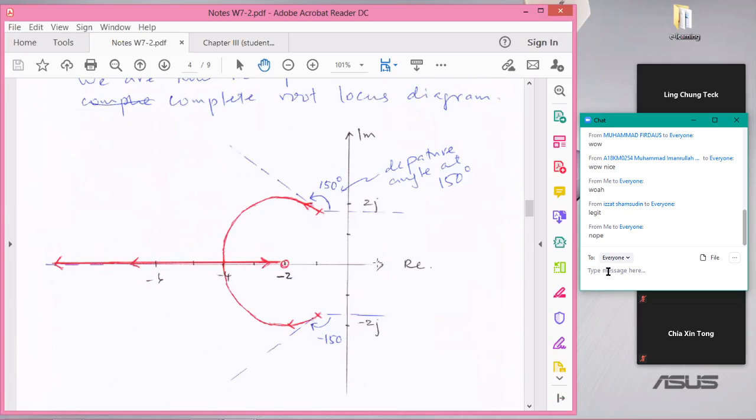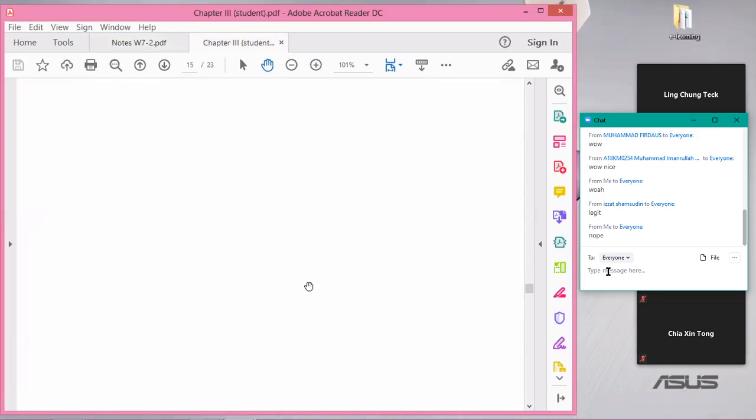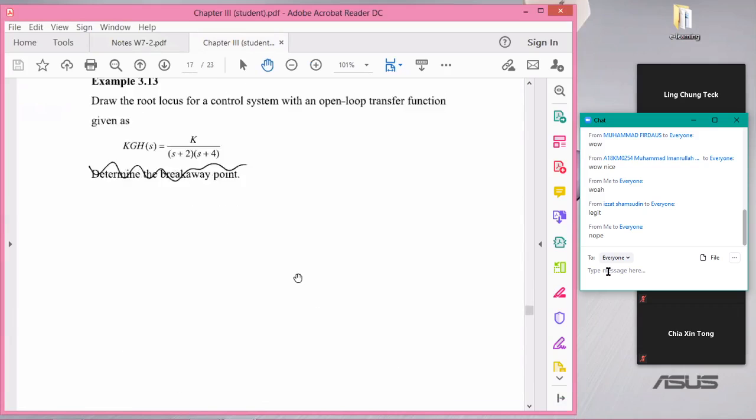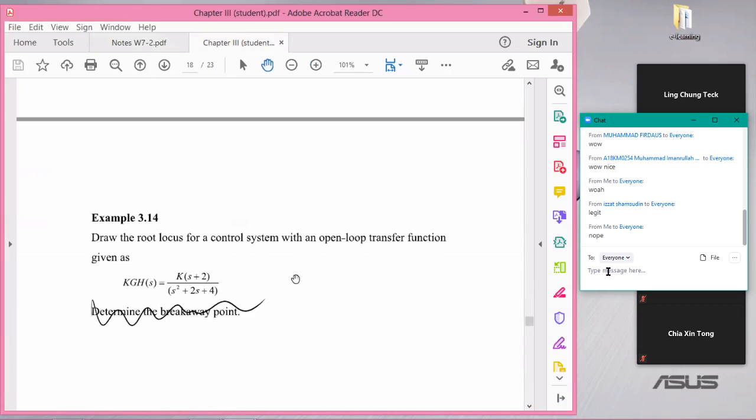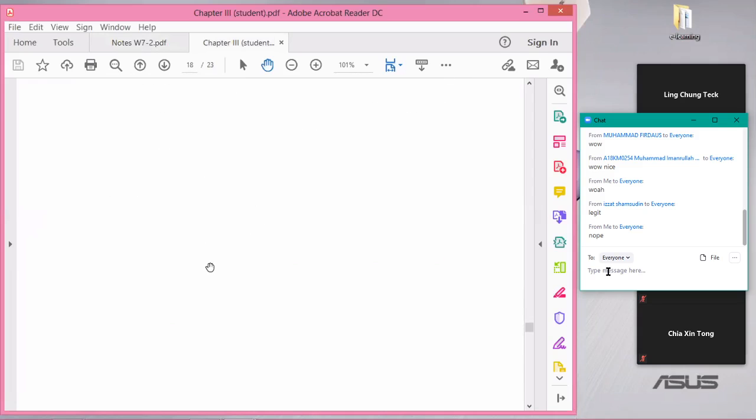Let's try one more example today. 12, we have done this. 13, we have done that. 14, yeah, this is one that we discussed today. And let's try one more.